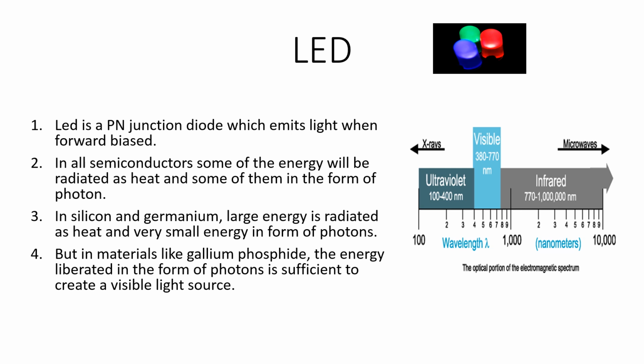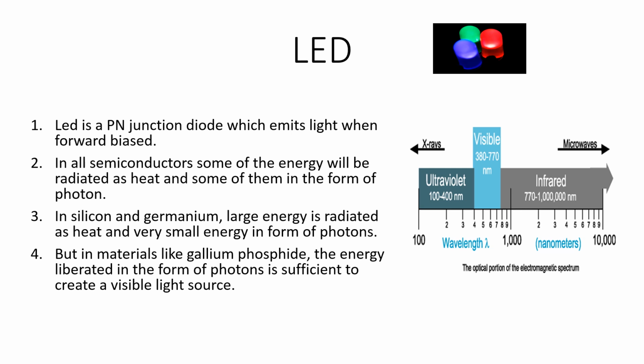LED, light emitting diode, is a PN junction diode which emits light when forward biased, and it never emits light when reverse biased. LED is essentially a PN junction opto semiconductor that emits a monochromatic light when operated in a forward bias condition. Monochromatic means single color. That light emitted from the LED is a single color, but you can see LEDs in different colors. That is determined by the material used within the LED.